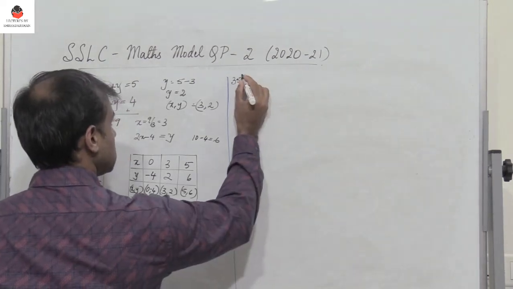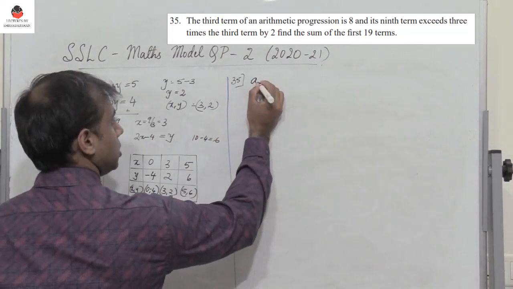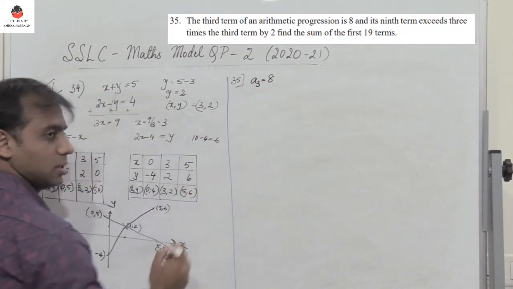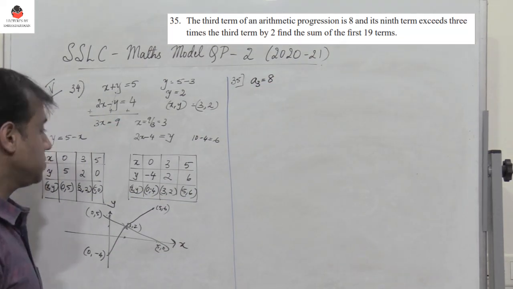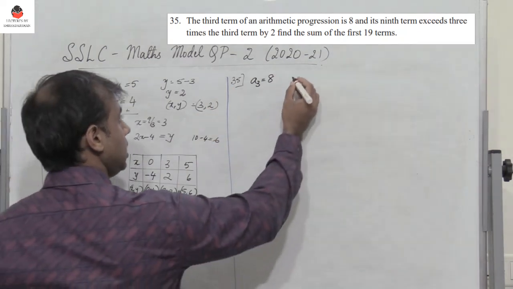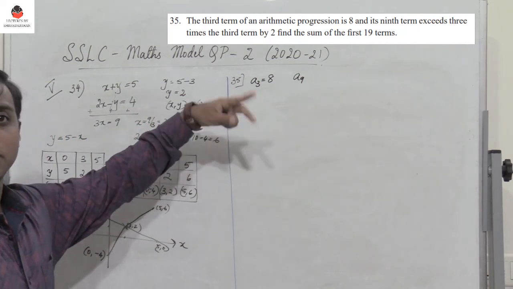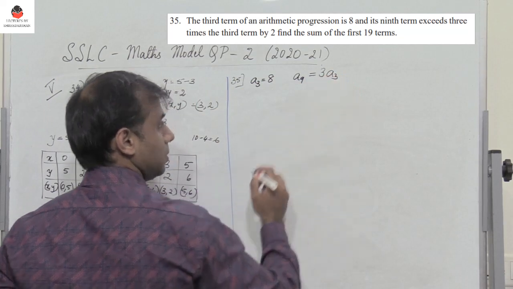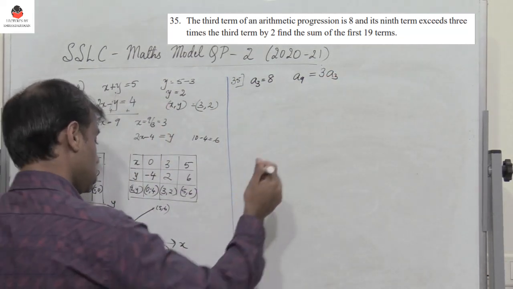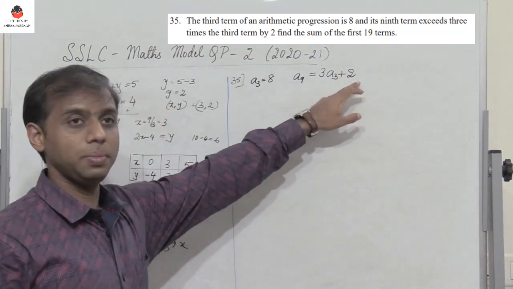So there are two parts. So here, read the problem carefully. So the problem states that the third term of an AP is 8. So the third term meaning A3 is 8. And its ninth term exceeds 3 times the third term by 2. The ninth term is A9. And it exceeds the third term 3 times. So the third term is A3. It exceeds it 3 times by 2. So it is 3 into A3 plus 2.